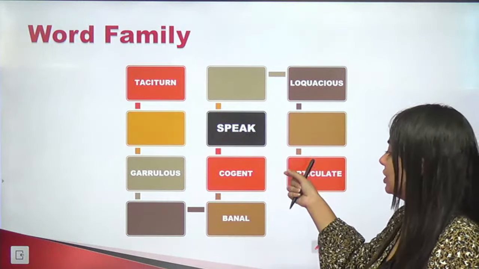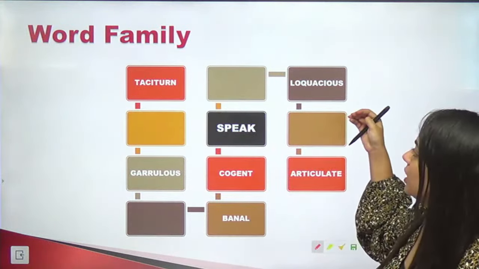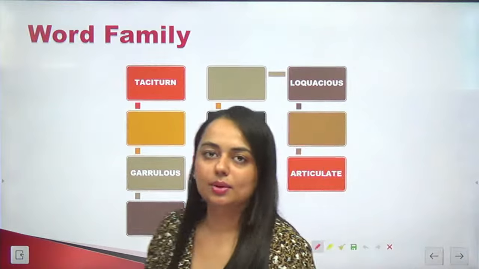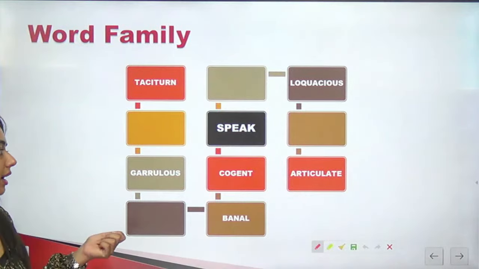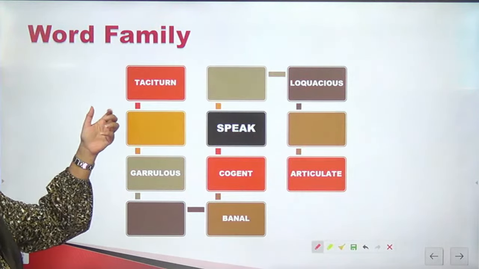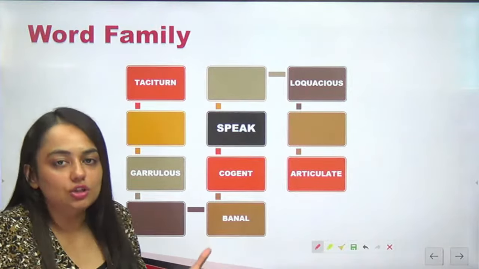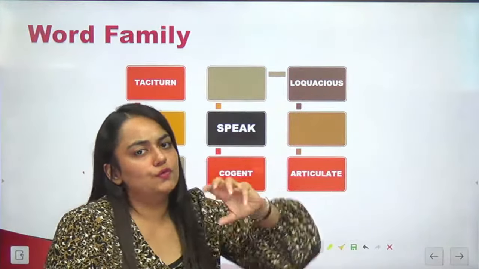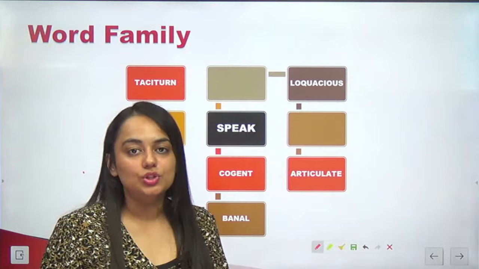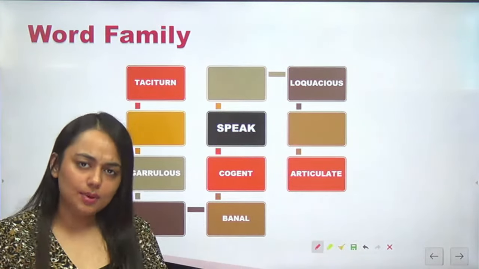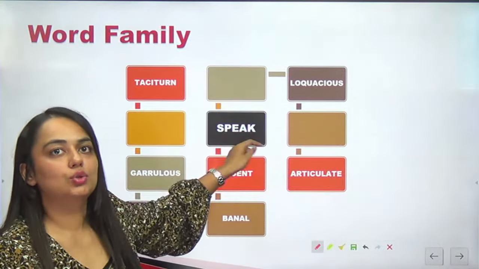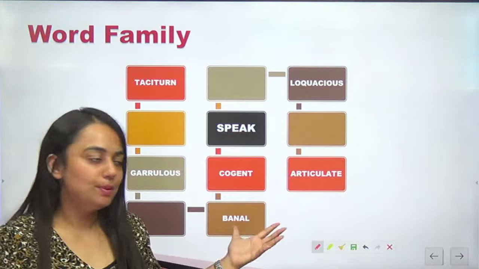The first one is cogent, then there is banal, articulate, loquacious, taciturn, and garrulous, right? So banal is an unimpressive speech. Taciturn is someone who doesn't like to speak too much. Garrulous is someone who is very talkative. Similarly, loquacious is someone who's very talkative. And then you have articulate, which means clear, concise speech, understandable by everyone. Similarly, you can also fit in words as you like, which are somehow related to the head of the family, that is speak.